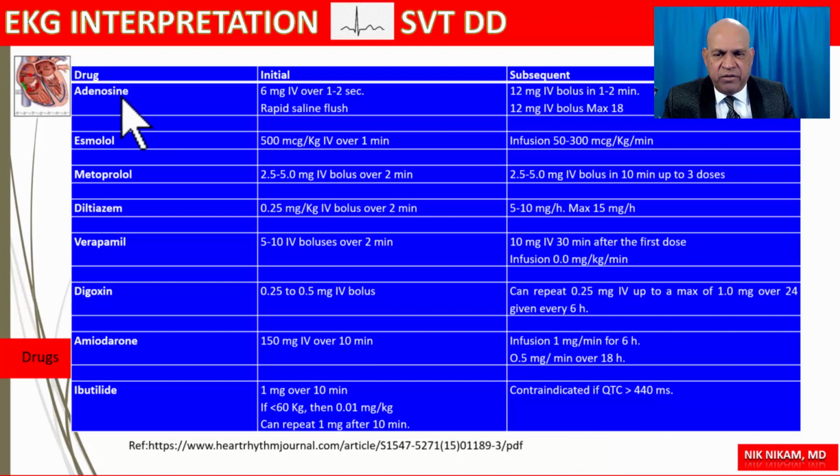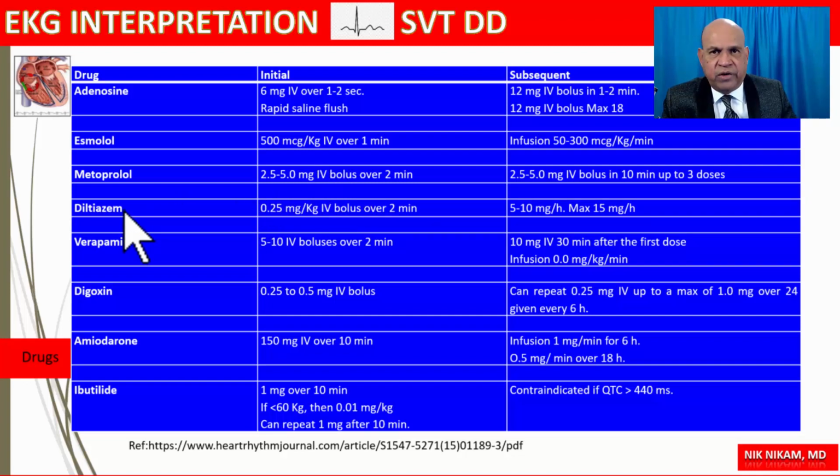Adenosine, you're all familiar. First you use a 6 milligram IV bolus followed by a 10 to 20 ml saline flush. This can be repeated in 1 to 2 minutes using a dose of 12 milligrams, 2 doses, to a maximum of 18 milligrams. Esmolol, not many of us use it, but it can be used. Of course, metoprolol can be used, which may temporarily slow the rate, but rarely does it terminate any arrhythmias as such, unless we have oral drugs or other long-acting anti-arrhythmic drugs.